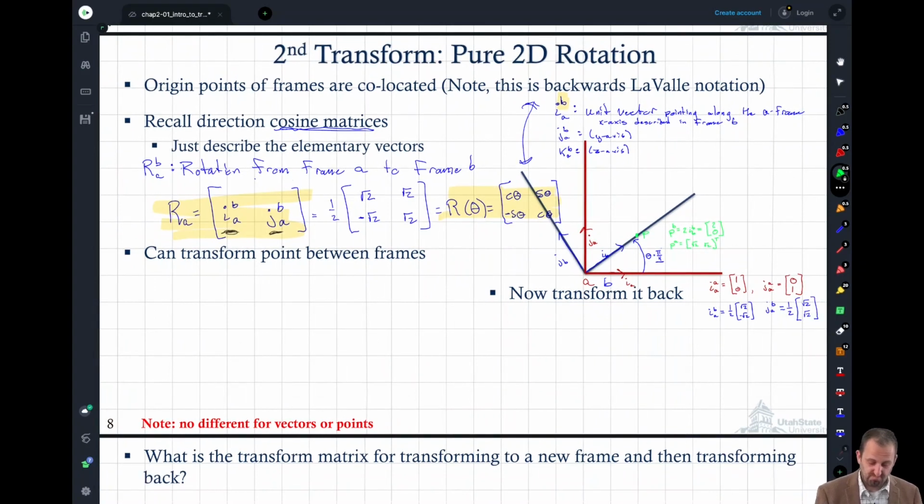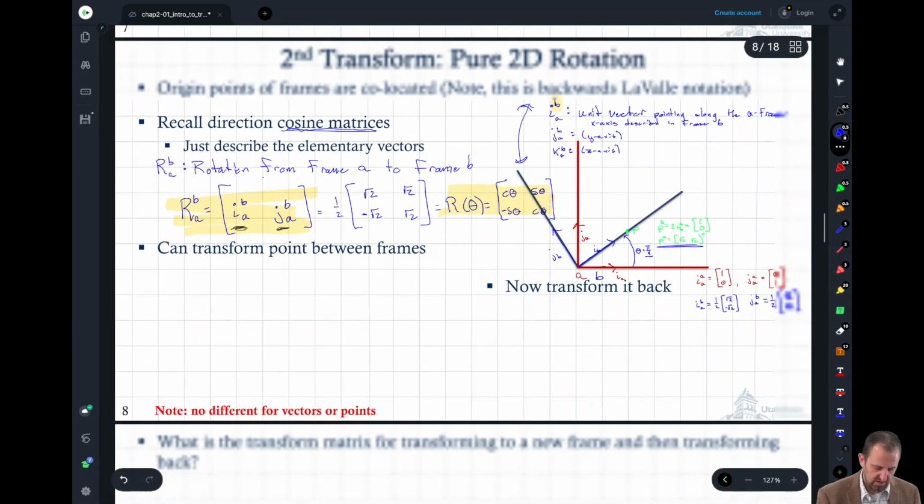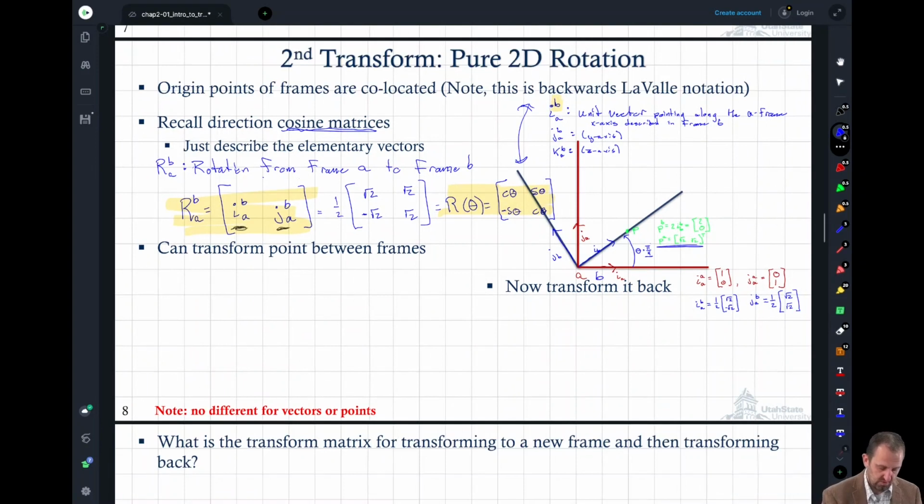So let's see if we can get the same thing out. Okay, so we've defined our rotation. Oops, I missed a B there. We know what point P is in the A frame. It's just the square root of 2 in both coordinates. So we have P in the A frame, it's just equal to square root of 2, square root of 2.